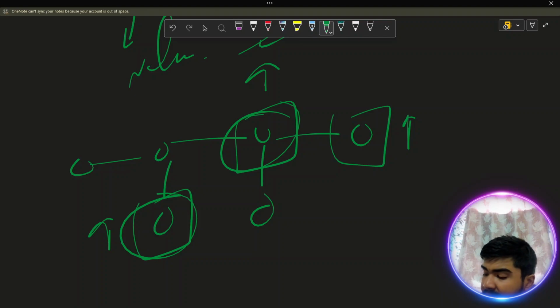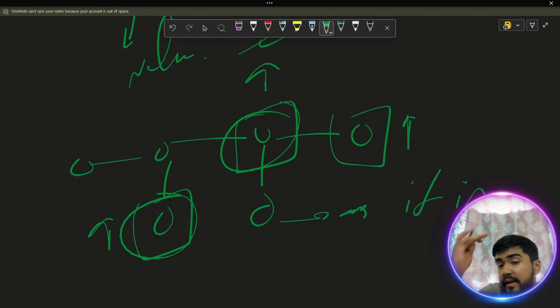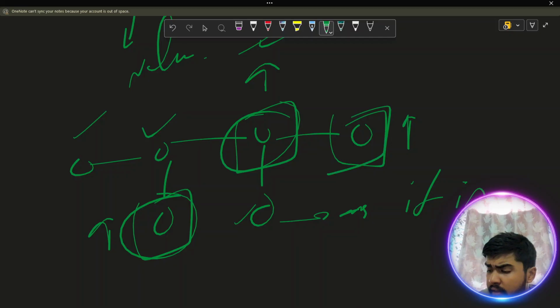And for them I will take it as it is, because their XORs become lower. So for this node and this node I can take it as it is. But there is a node which is also claiming, if you XOR me, then I am also increasing.